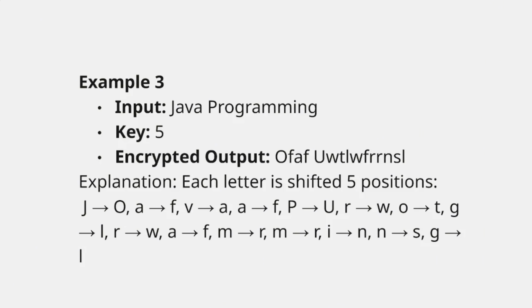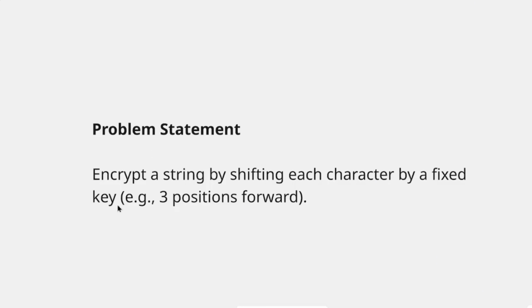Here, numbers, spaces, and symbols stay the same, and only letters are encrypted. That is one of the main things here. Now let's come back to the problem statement: encrypt a string by shifting each character by a fixed key. Take a string and a key value, shift each character by the key value and return the encrypted string. I'll explain the logic so you will understand.